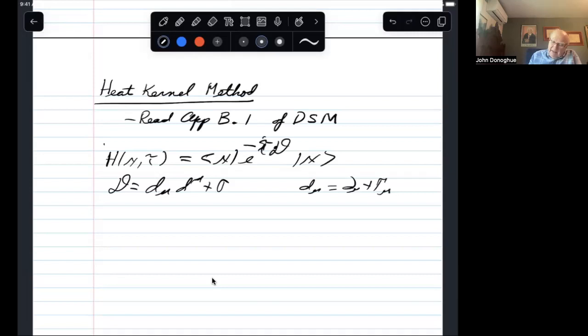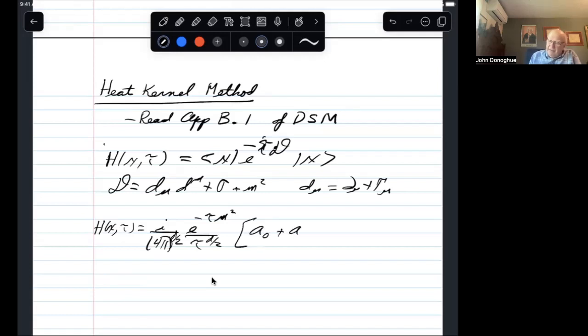And the properties of this are that free fields can be expanded and you get m squared over tau to the d over 2, and there's a 4 pi to the d over 2. Actually, there's an m squared here too. You get that just by inserting plane wave states here. And then this is the piece that you get. And then in the interacting theory, there are corrections to this. These corrections are called the Seeley-DeWitt coefficients.